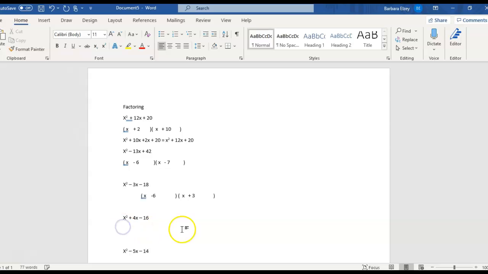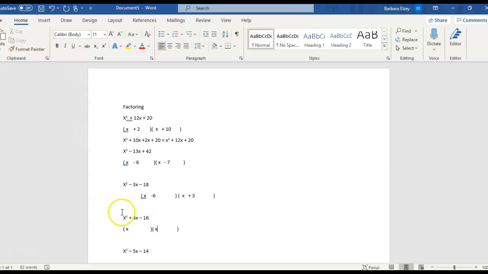All right, so let's do this next one. Same thing, make our parentheses. And let's put x and x. And then now we need factors of negative 16. Again, one's got to be negative and one's got to be positive to get a negative 16. We can think 4 and 4, but a negative 4 and a positive 4 are going to add to 0, and that's not going to give us this 4 here. So we have to think of other factors.